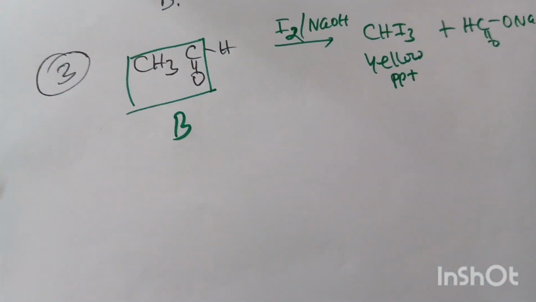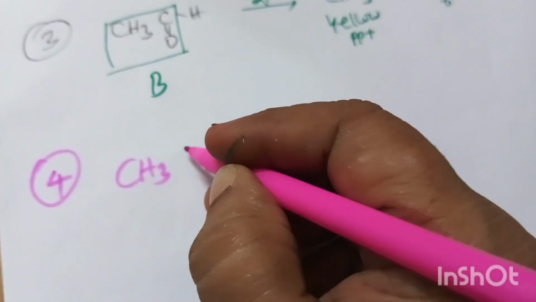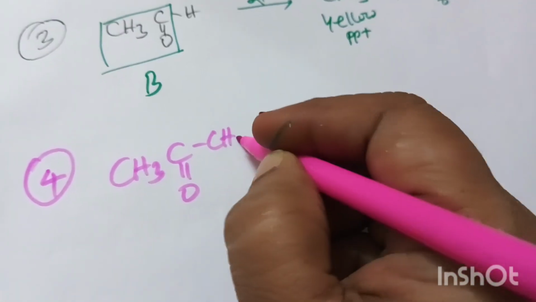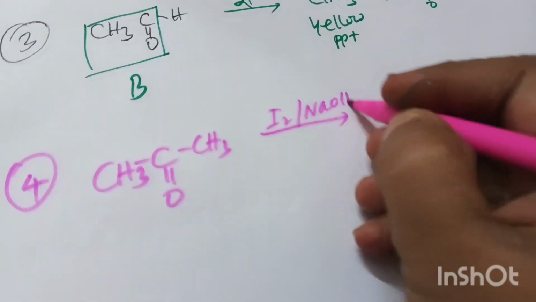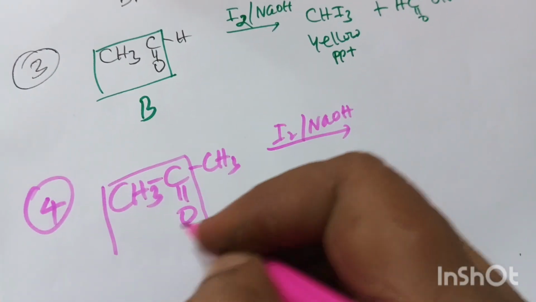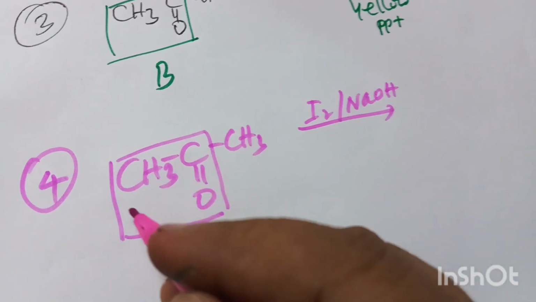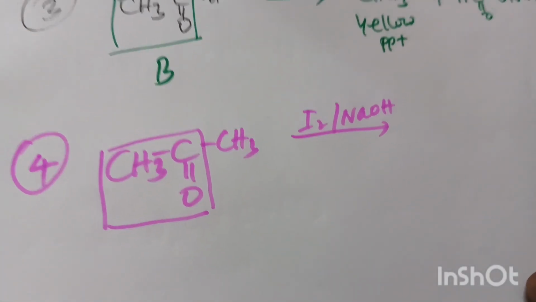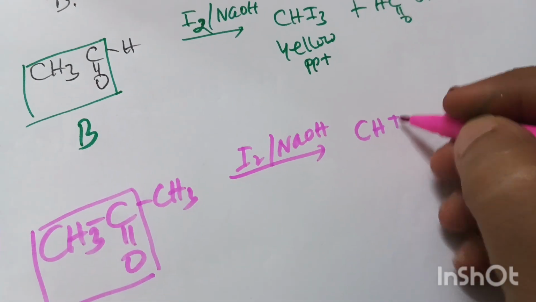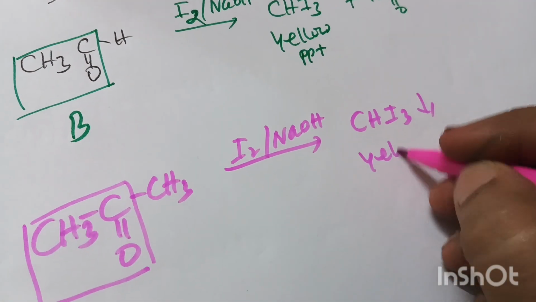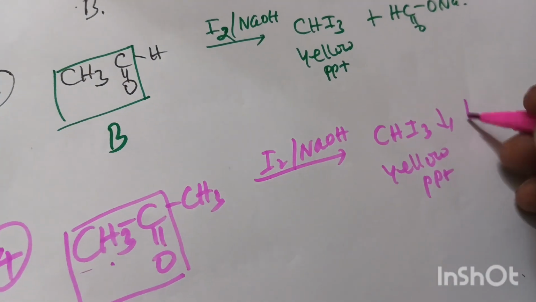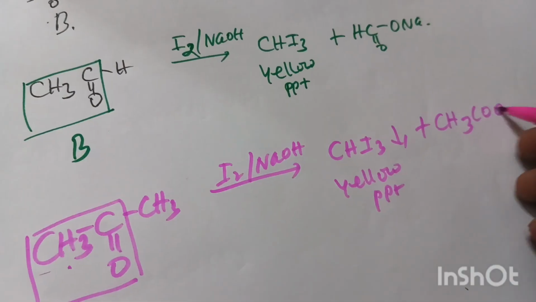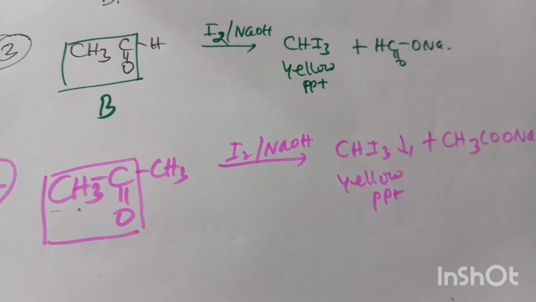Now the next compound, C. With compound C we have to write the next equation. Compound C is CH3 C double bond O CH3. This undergoes only the iodoform test, not Fehling's. This portion is responsible for the iodoform test: whenever C double bond O has a neighboring CH3 group, it will undergo the iodoform test. So this gives CHI3, the yellow precipitate, and the remaining part gives CH3 COONa. So all the reactions are completed.